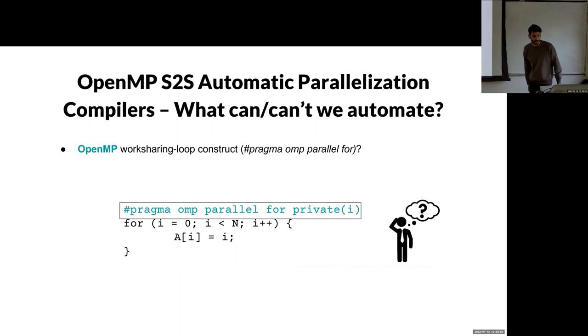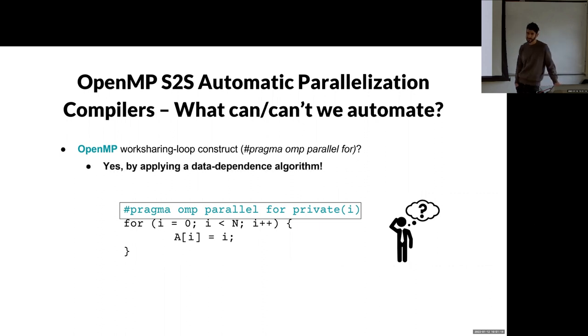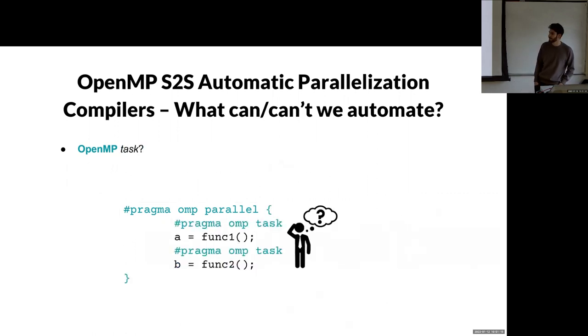So let's try and understand what are the limitations to the automatic parallelization with OpenMP. What can and can't we automate? So can we somehow automate the process of inserting a pragma OMP parallel for? Well, yes, exactly. It's with these data dependence algorithms. So this we can automate. What about OpenMP task? Can we somehow automate the process of inserting pragma OMP task?